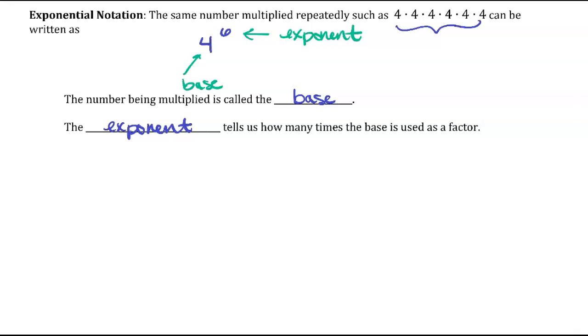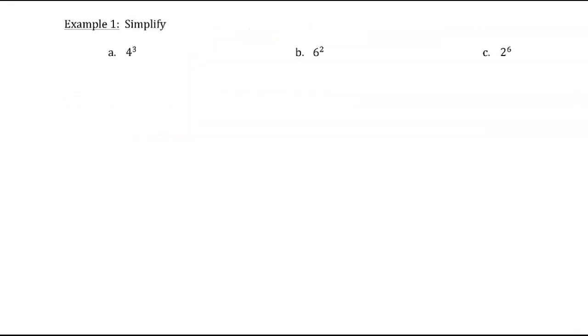Let's look at some examples and simplify. Let's talk a little bit of language here. When we have 4 raised to an exponent of 3, we would say that as 4 cubed. When we have 6 raised to an exponent of 2, we would say 6 squared. Anything larger, though, we say it a little different. So 2 raised to an exponent of 6, we would just say to the 6th. So it's squared, cubed, and then 4th, 5th, 6th, and so on.